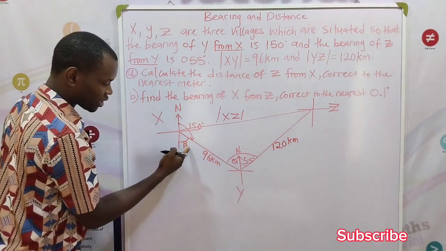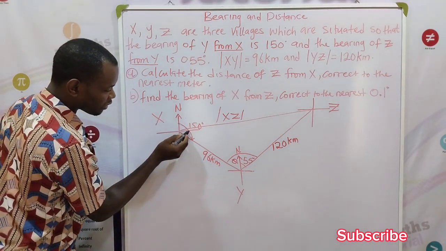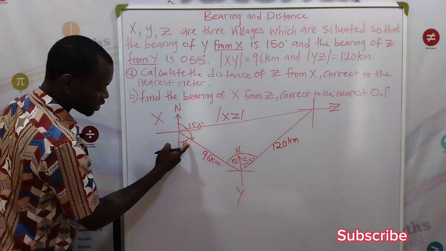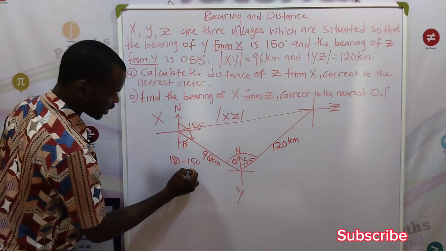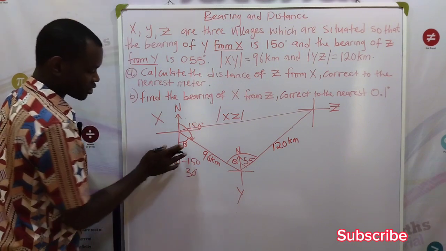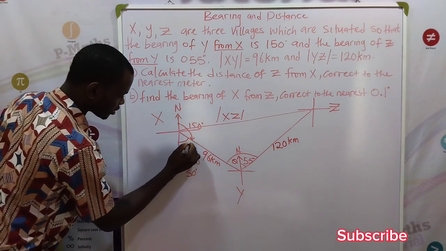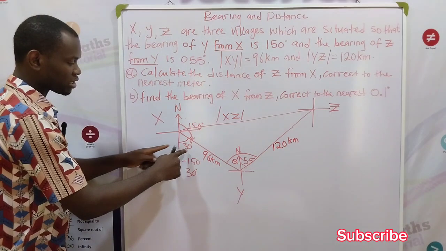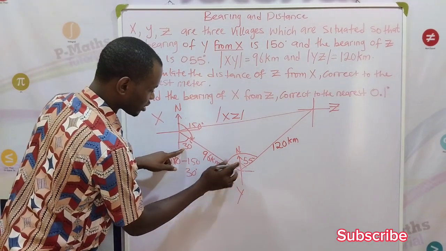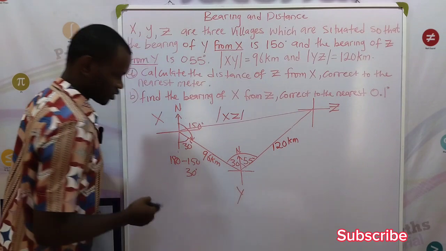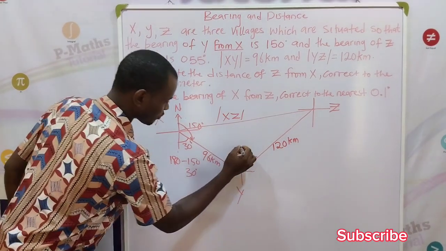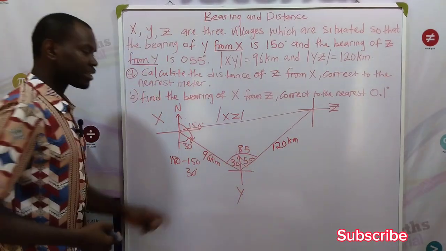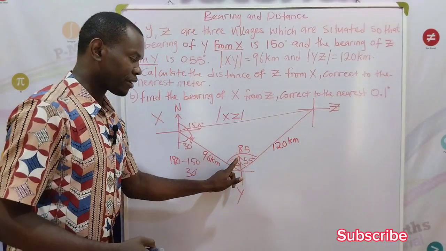All right, so let me get the angle here. Since here is 150 degrees, I will get the angle here by saying 180 minus 150. That is 30 degrees. So here is my 30 degrees. And having gotten here as 30 degrees, alternate to this angle here is 30 degrees. Now, adding both angles will give us 85. So the included angle in this diagram is 85.